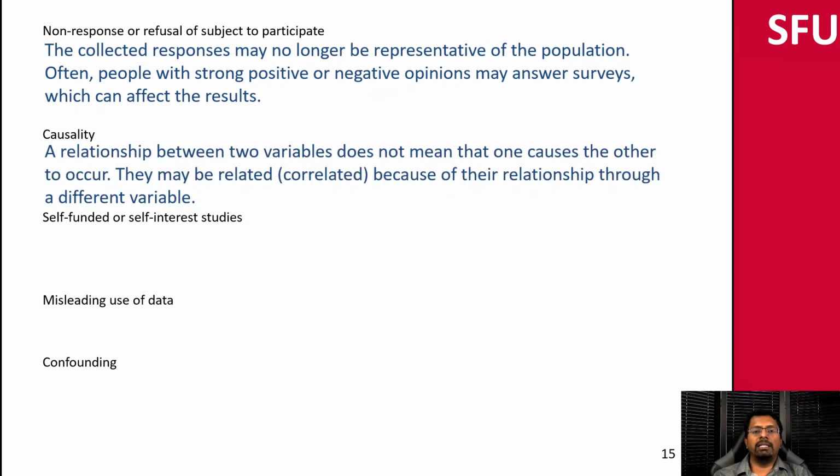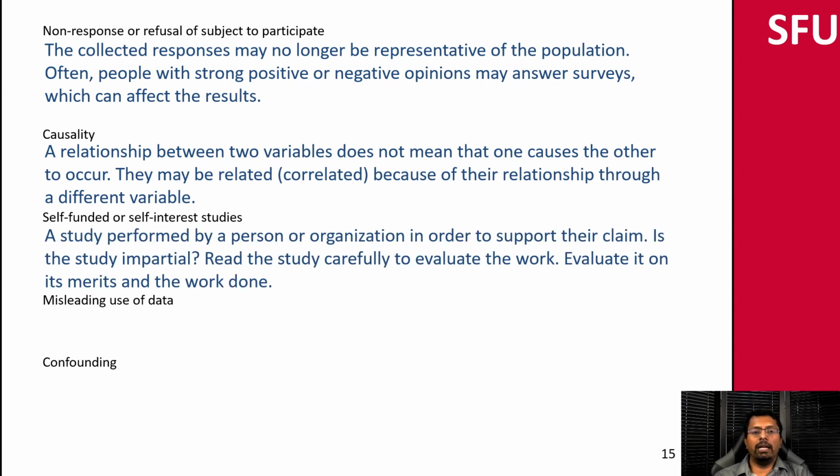So the next one is self-funded or self-interest studies. That is a study performed by a person or an organization in order to support their claims. So then we have to evaluate, could it really be impartial? And then you have to look at and evaluate the merits of the study. There could be a potential source of bias there.